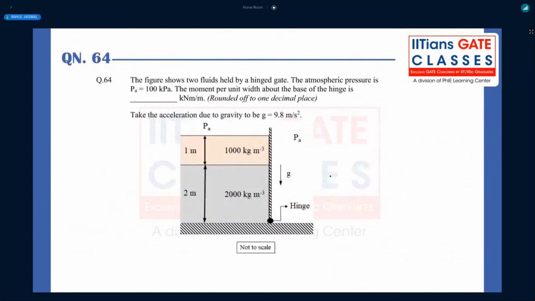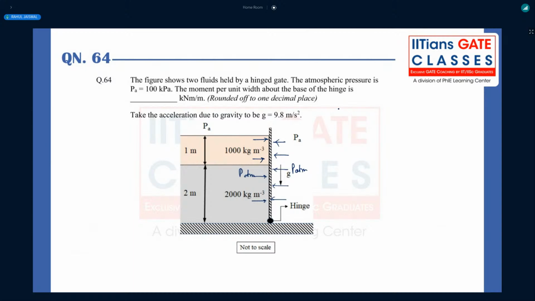So moving on to the next question, which is once again very, very important. The figure shows a two-fluid system held by a plate, and this plate is hinged at the bottom. Atmospheric pressure is acting on both sides. Whatever the atmospheric pressure is, it will act here also, so the P atm moment will cancel out. No need to calculate the moment because of atmospheric pressure, right? The moment per unit width about the base of the hinge will be how much, in kilonewton meter per meter?